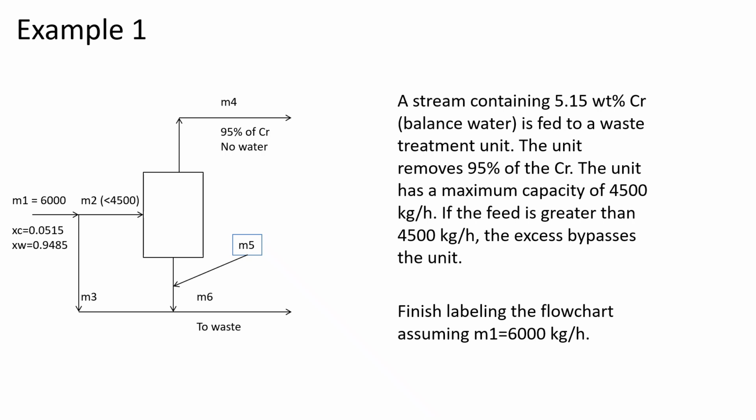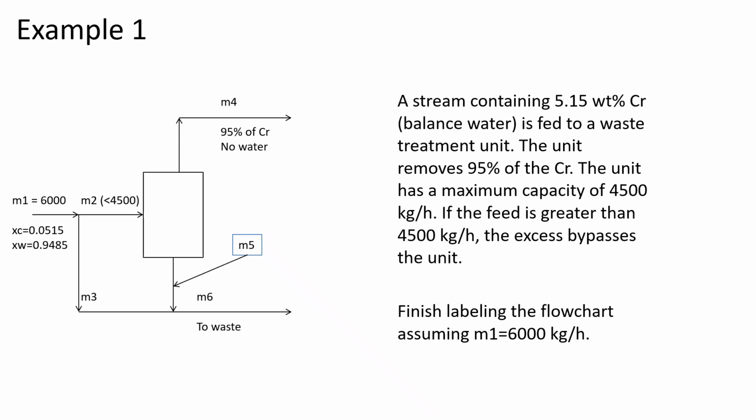Here's an example of a process that has a bypass stream. You'll see why that bypass stream exists in this particular process. In this process, a stream containing 5.15 weight % of chromium and the balance water is fed to a waste treatment unit. The unit removes 95% of the chromium that's in the feed to the unit. That would be stream M2 if you look here.